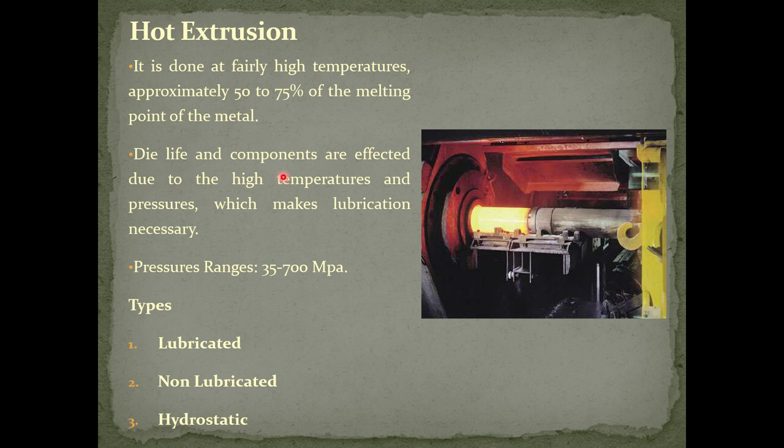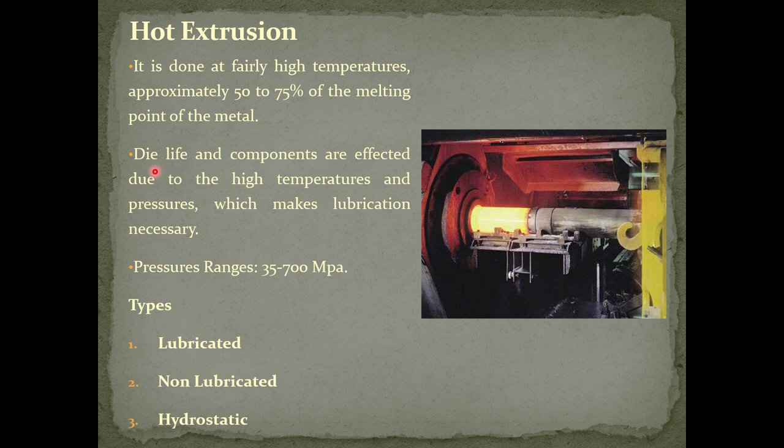Next is hot extrusion. Similarly, in the hot extrusion also we heat the metal above recrystallization temperature, or we heat it to approximately 50 to 75% of the melting point of that metal. So because of this high pressure and temperature, die life and the components get affected. So this pressure ranges from 35 to 700 MPa.